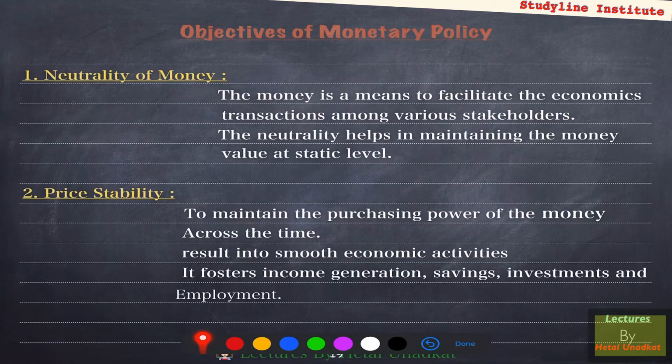How much the value of a product, and to maintain that, we have to have monetary policy in our country that results into smooth economic activity. If we have a monetary policy in our country, our transactions will be very smooth because we have money. It fosters income generation, saving, investment, employment. Simple बात है. If we have money, we will do the purchasing, we will do the selling.